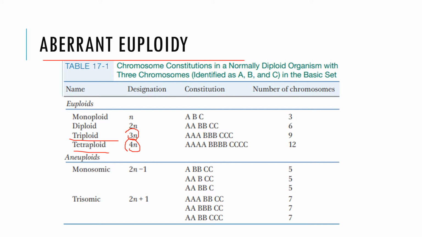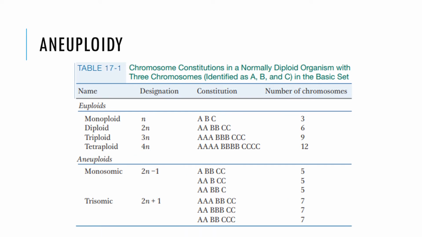An individual member of a normally diploid species that has only one chromosome set is called a monoploid, to distinguish it from an individual member of a normally haploid species. Examples of these conditions are shown in the table.